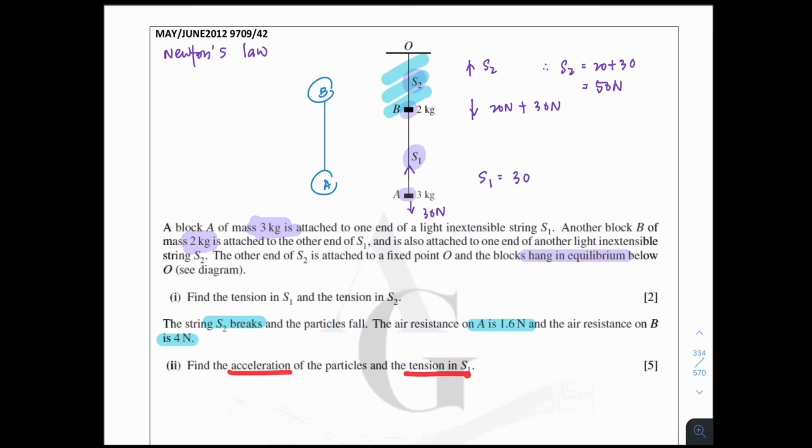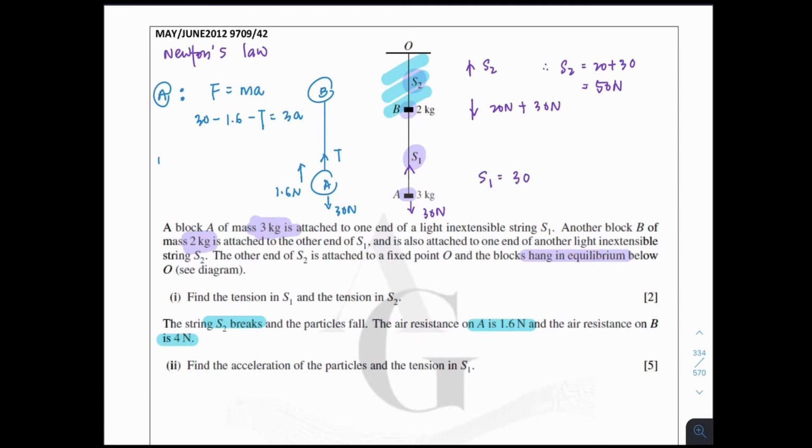Both particles are connected, and therefore they will travel with the same acceleration and the same tension. Let's have a look at particle A. What we need to do is form an equation for F equals ma. The downward force is 30 Newton, and the upward force is the tension here and also the air resistance, which is like friction, 1.6 Newton. To form the equation, it should be downward force minus upward force, as particle A is moving downwards. So it should be 30 minus 1.6 minus T equals 3a. That's the equation for particle A.